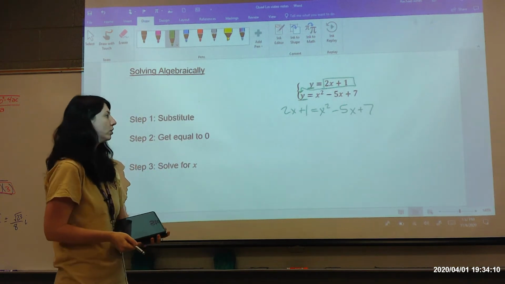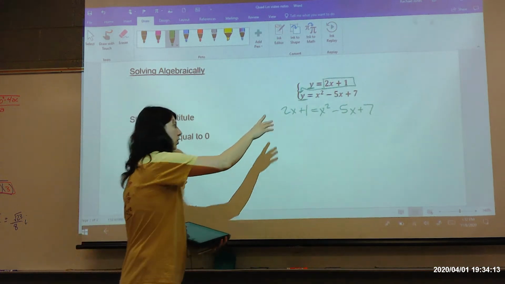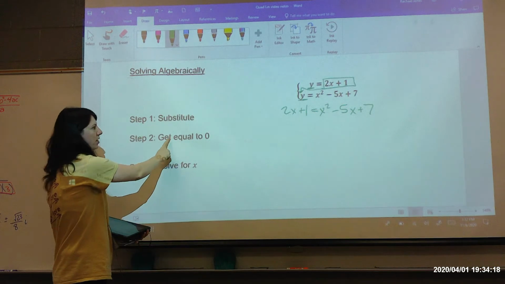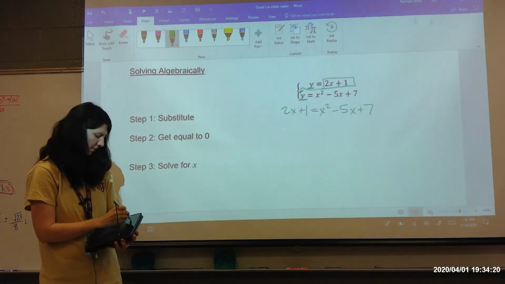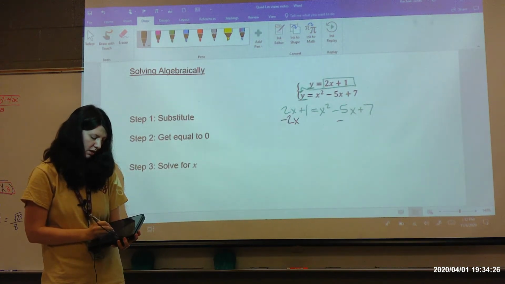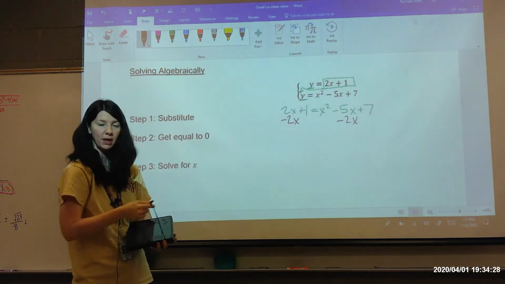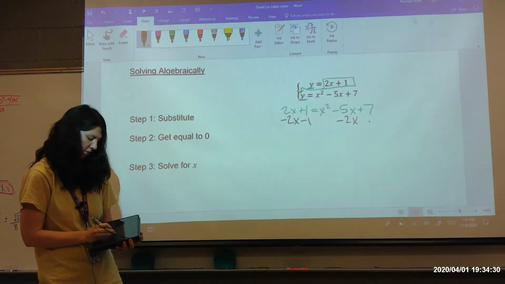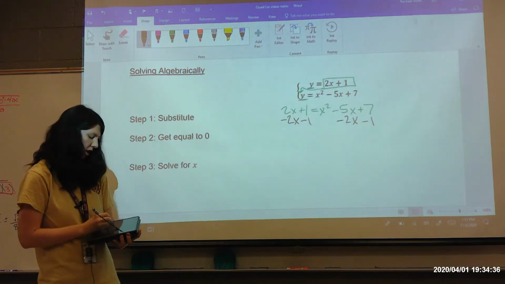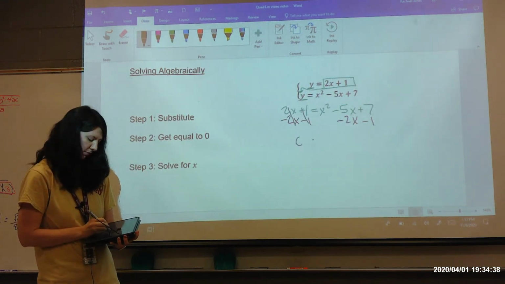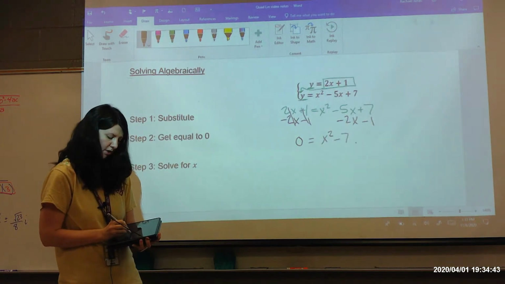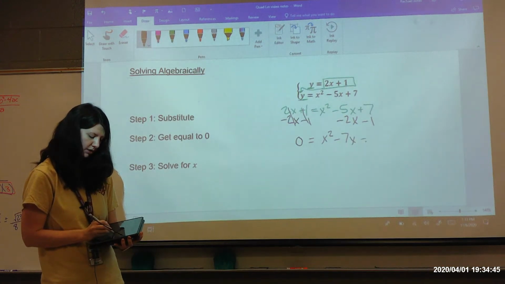In order to solve this, if I look at it, I have a quadratic that we've learned to solve before. So I need to get it equal to 0. That would be step 2. So I need to do the inverse operations. Minus 2x. Make sure you line it up with the like term, x and x. And minus 1. What do you get when it's equal to 0? This side becomes 0 equals x squared, and then negative 5 minus 2 is negative 7x. 7 minus 1 is plus 6.